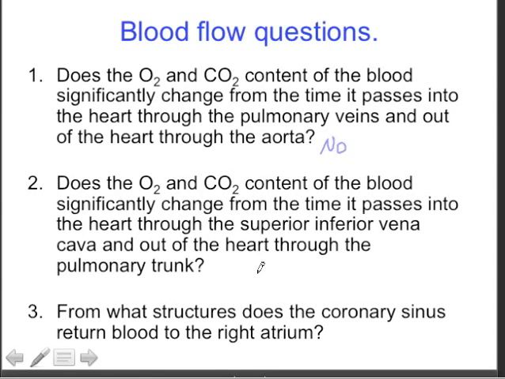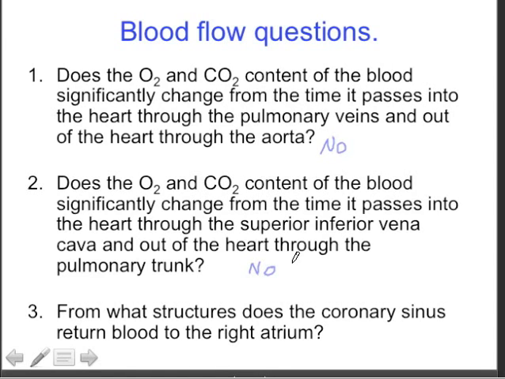Does the oxygen and carbon dioxide content of the blood change significantly from the time it passes into the heart through the superior and inferior vena cava and out of the heart through the pulmonary trunk? That answer is also no. Okay. While the blood is in the heart chambers, the oxygen content does not change.